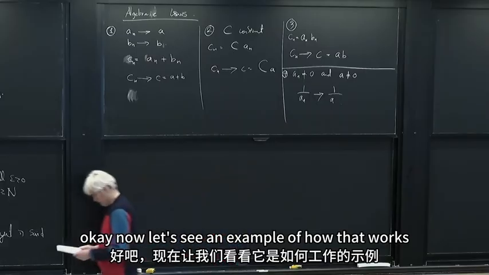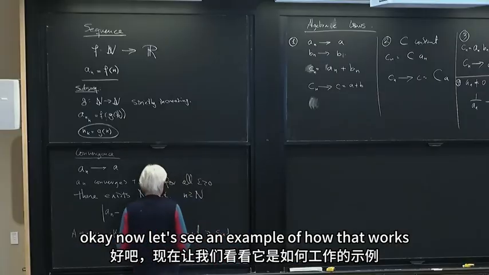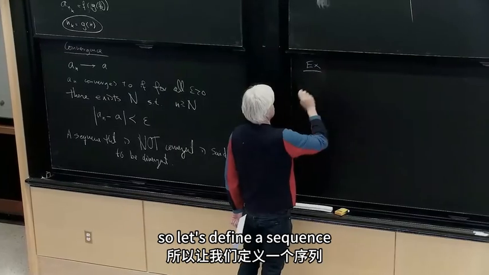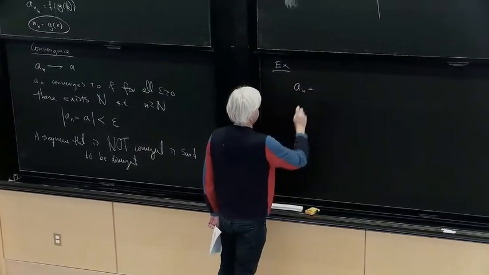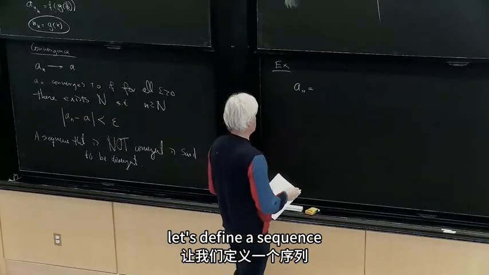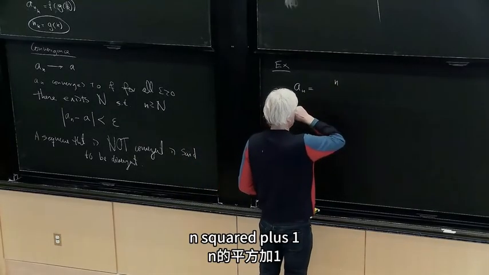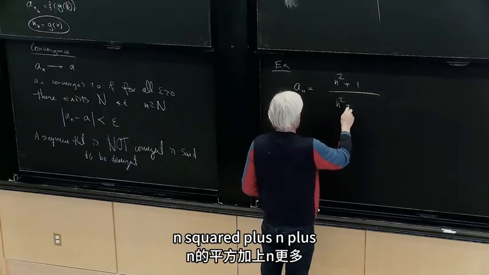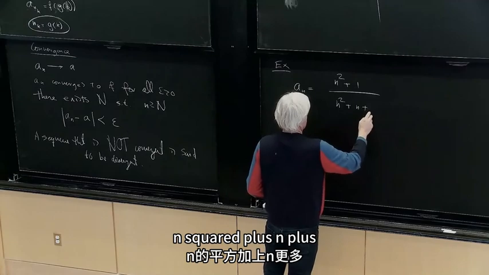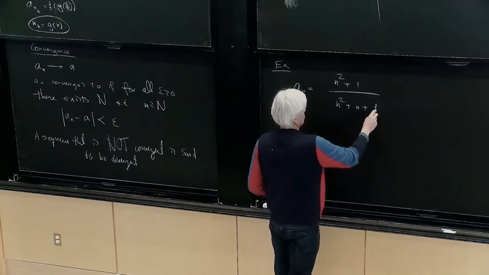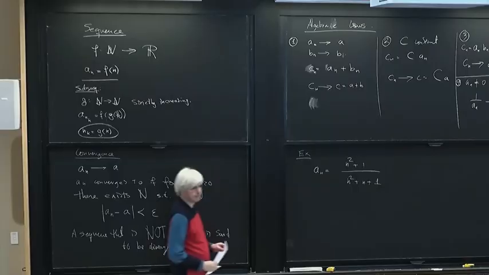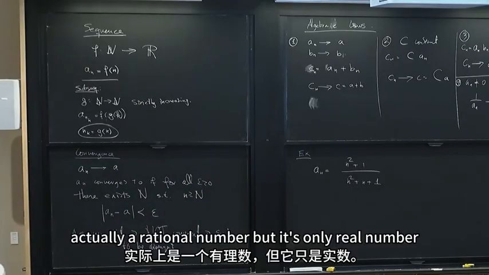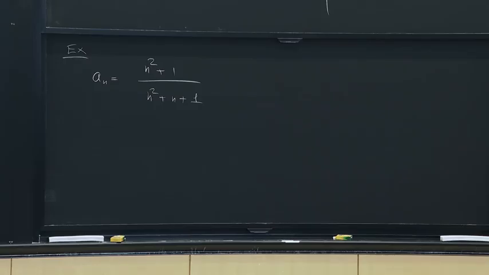Okay, now let's see an example of how that works. So let's define a sequence: n squared plus 1 over n squared plus n plus 1. Let's look at this sequence here. For each n, that gives us a rational number, but it's also a real number.